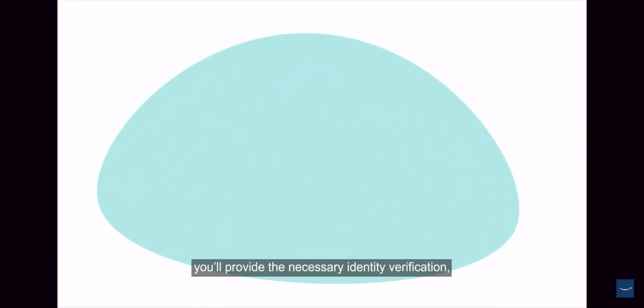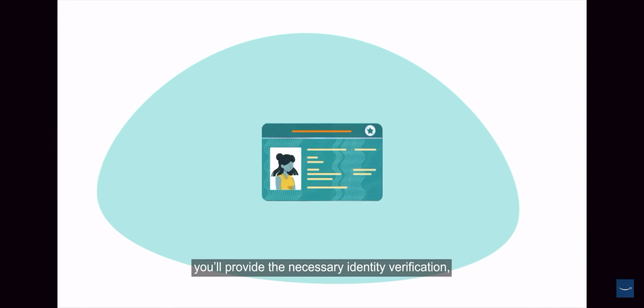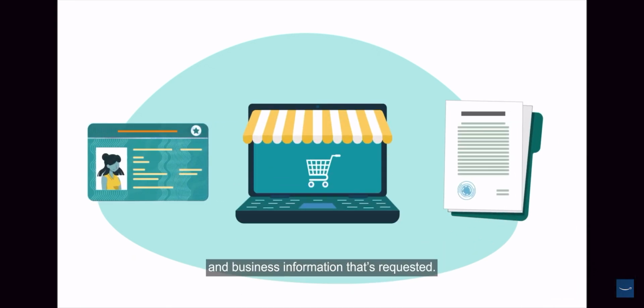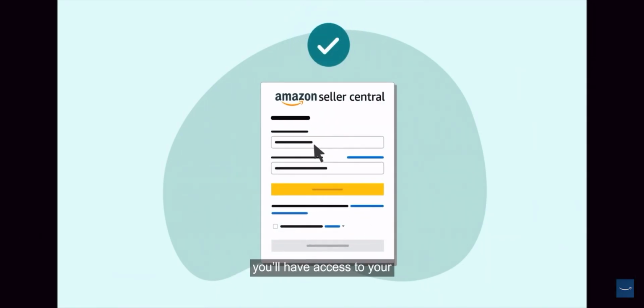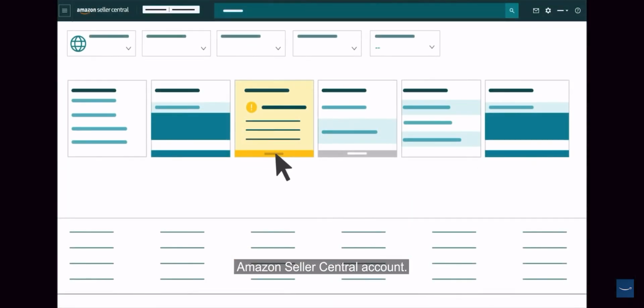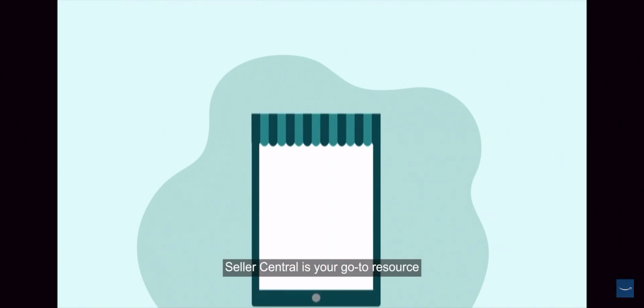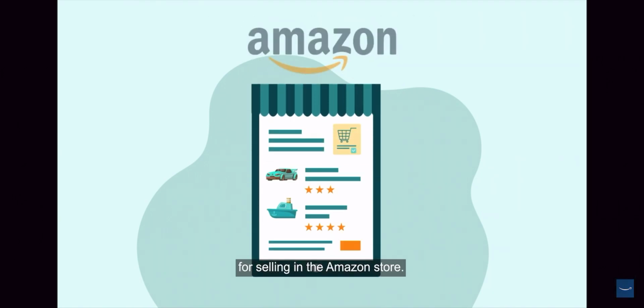After this, you'll provide the necessary identity verification, store and business information that's requested. After you register as an Amazon seller, you'll have access to your Amazon Seller Central account. Seller Central is your go-to resource for selling in the Amazon store.